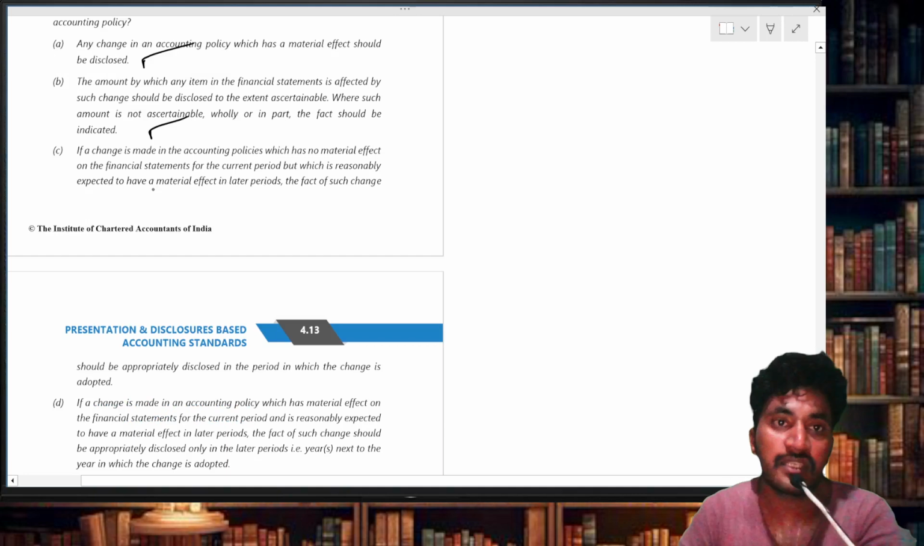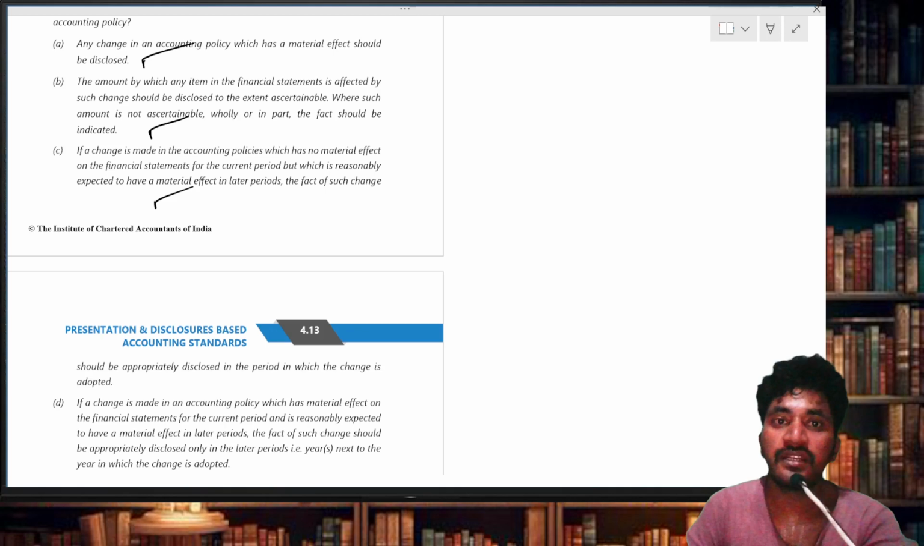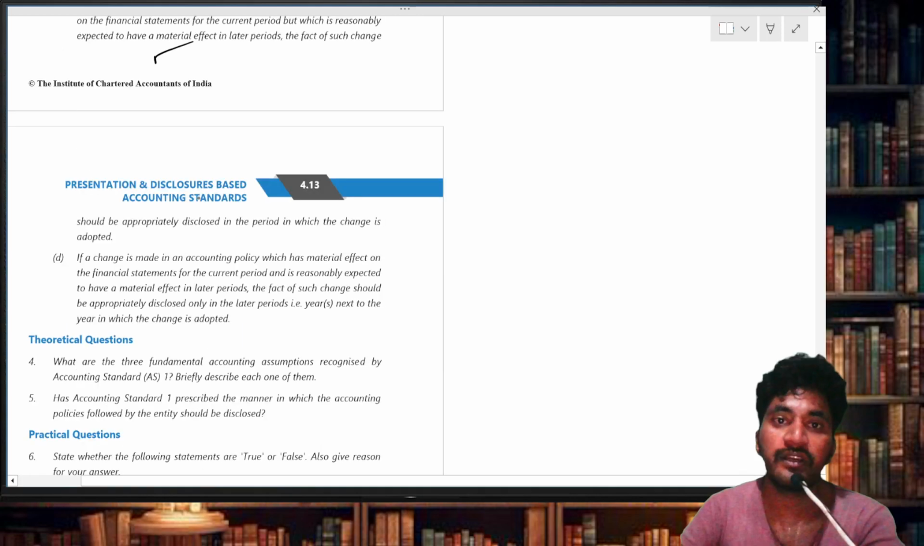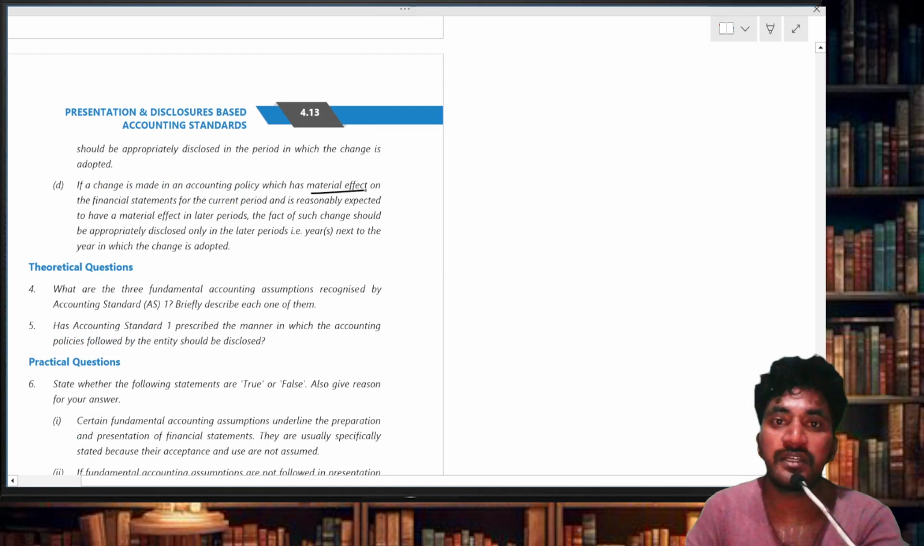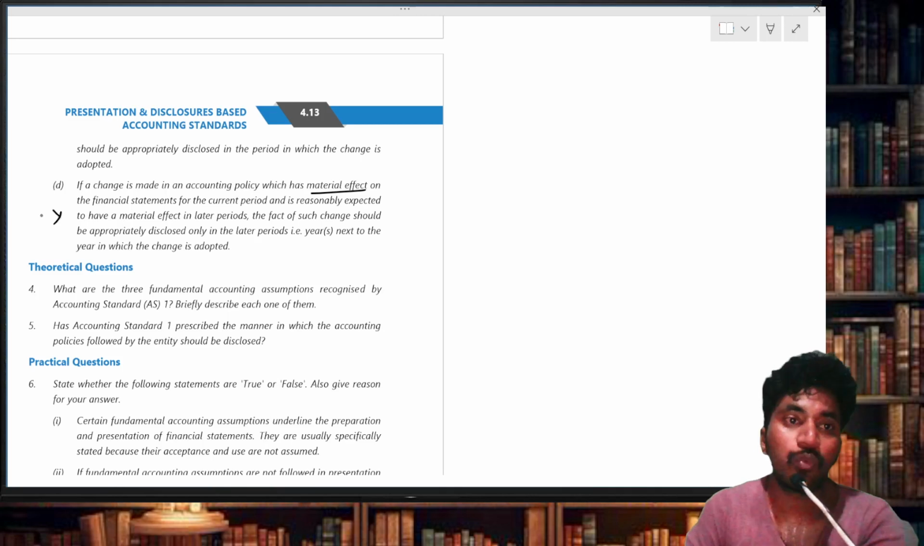If a change is made in accounting policy that has no material effect in the current period but is reasonably expected to have a material effect in later periods, it should be disclosed, yes. And when a change has a material effect on the financial statements for the current period, reasonably expected to have a material effect in later periods, no.